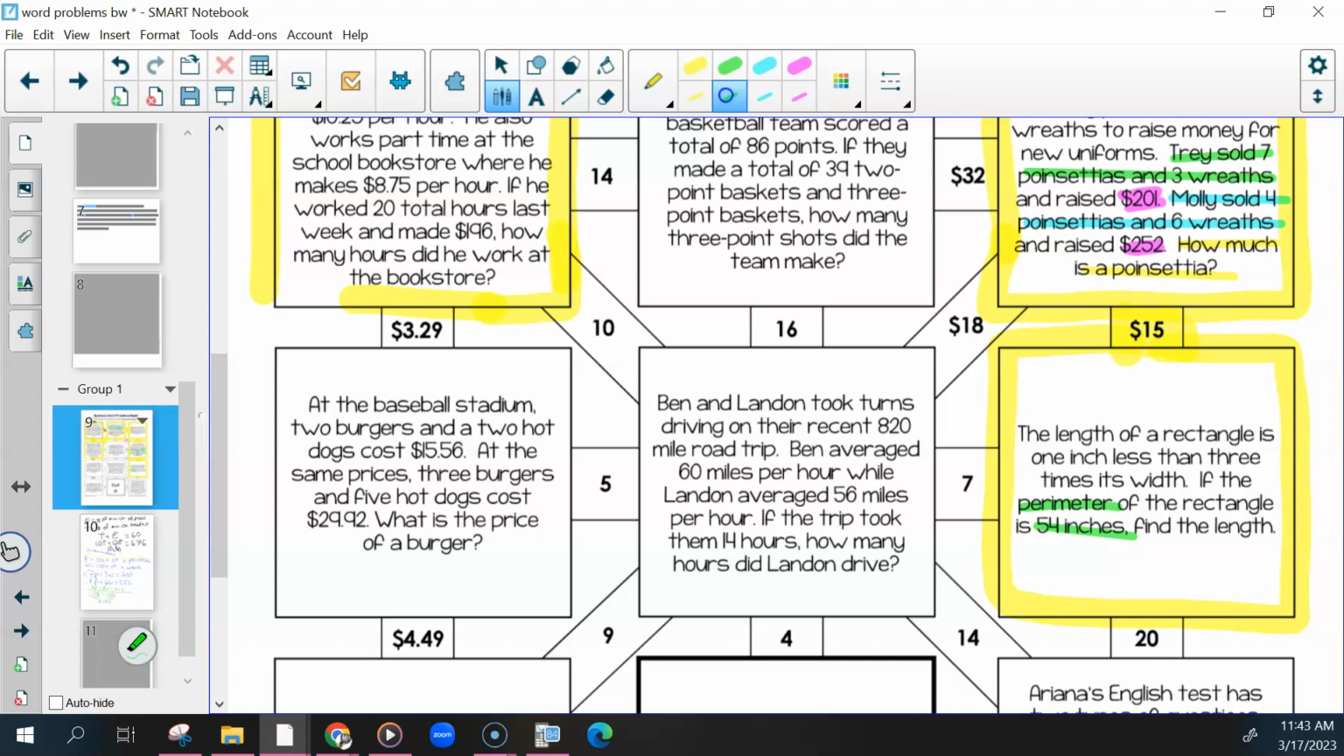Lily? What is that talking about? What is 1 inch less than 3 times its width? That's important. Because we put W equals, it'll throw things out. And we are looking for what?